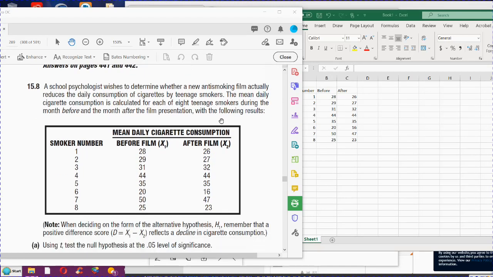Anyway, I chose number 8 as opposed to number 7 because you got the answer to number 7 in the back of the book, and hopefully this will help you with all of the problems in chapter 15. So this is about cigarette consumption before and after they did this anti-smoking film.